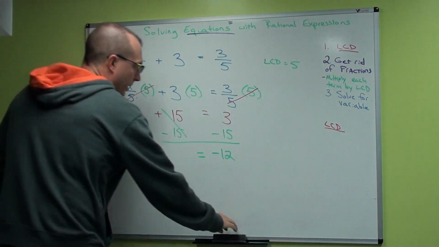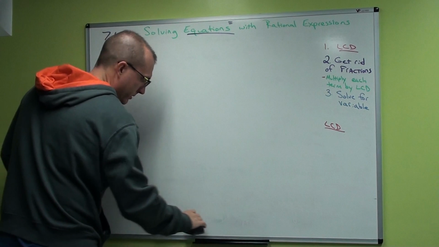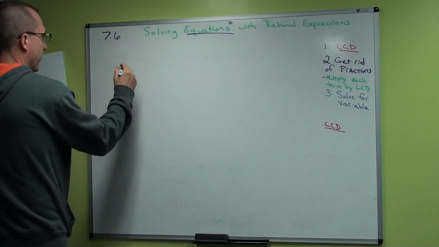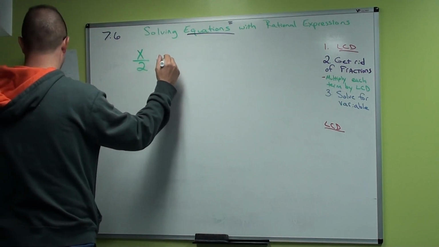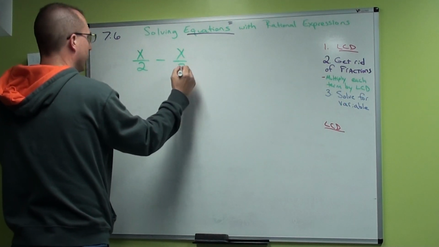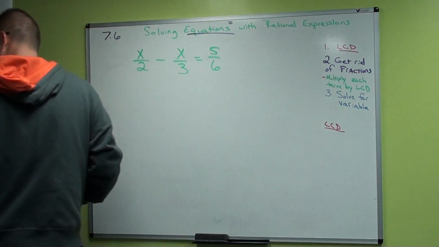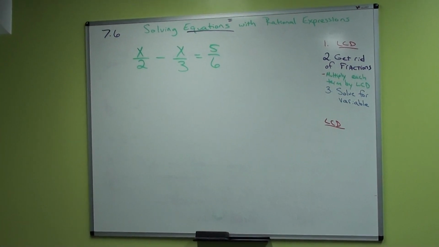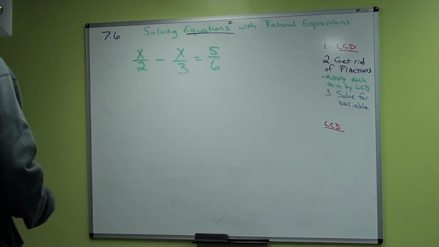Alright? Okay. Let's try another one. Maybe that was too easy for you, huh? Maybe not. Okay, here we go. x over 2 minus x over 3 equals 5/6. Okay, so check it out, pause it. I'm going to get started on the answer.